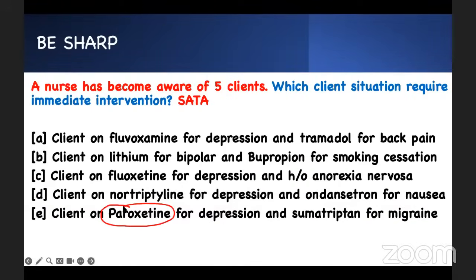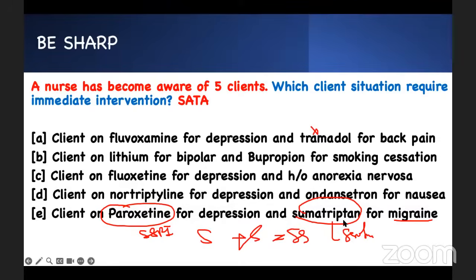And the last one, fluoxetine for depression. No, paroxetine, sorry. It's used for depression. What is that? SSRI. And I give you this, sumatriptan for migraine. Bring it on. It does the same thing as tramadol. It stimulates serotonin. Therefore, we have S plus S, serotonin syndrome. All migraine medication that you see with triptan, they are serotonin stimulator receptors.